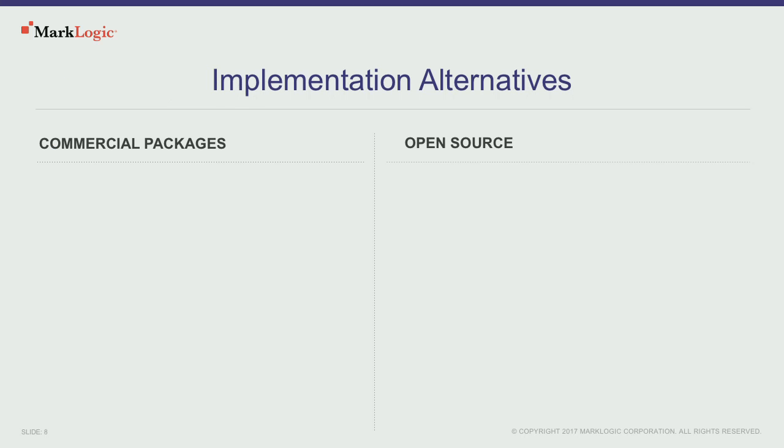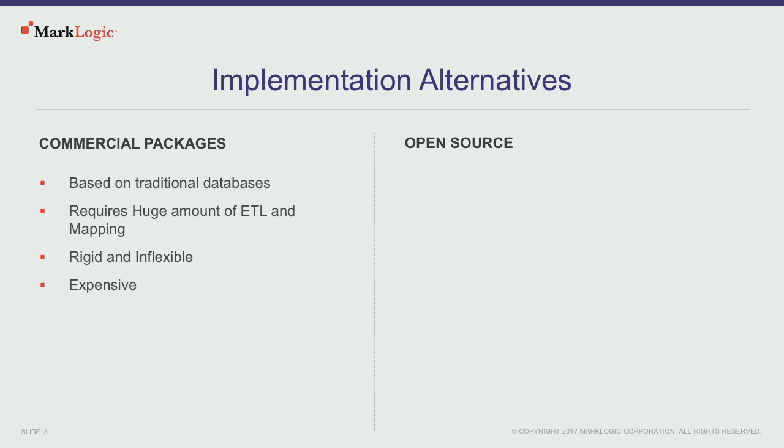Now, implementation alternatives. What exactly can you do if you are a big insurer or a company that's implementing that fraud model? Then you have these options. Either you can buy a commercial package like Guidewire and SAS. They have their own fraud offerings. You can actually buy that and implement that.